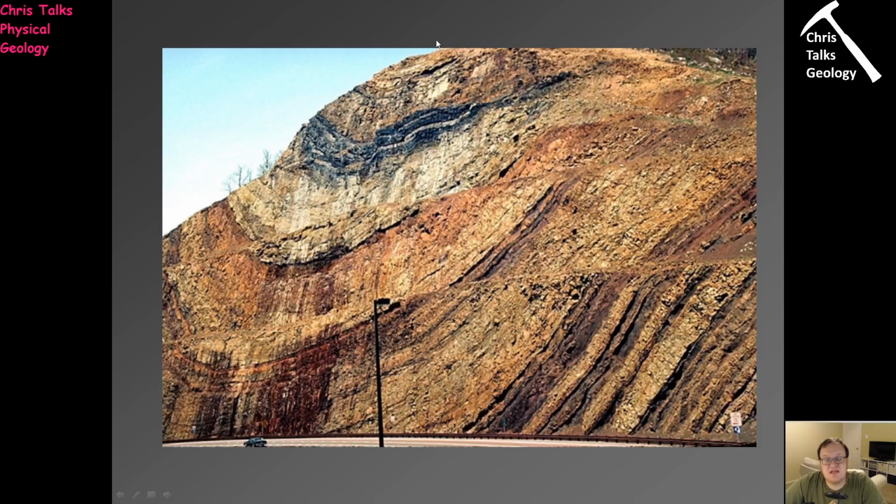So this means that as it's a syncline, does that mean the oldest or the youngest layers of rock will be in the middle?